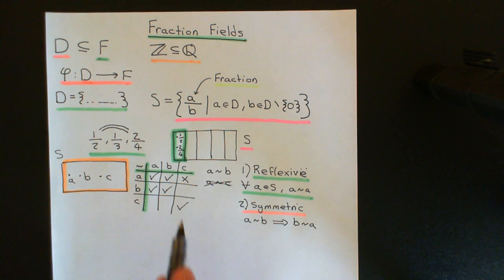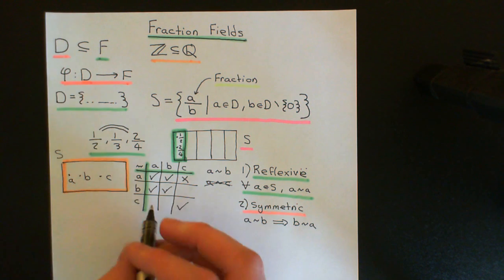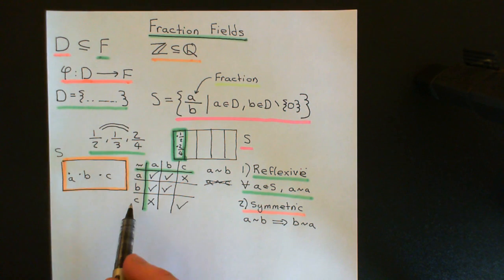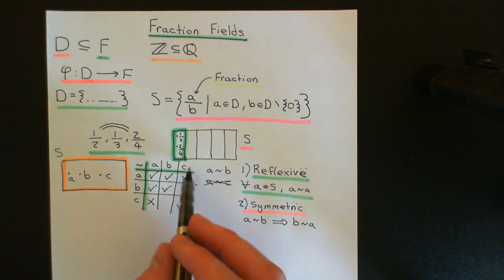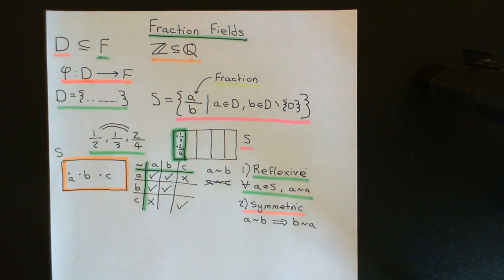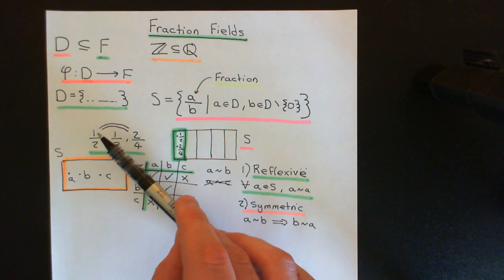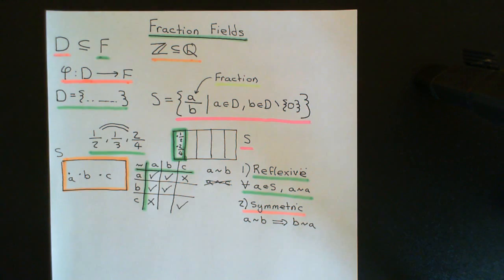Equivalently, if A is not related to C, then it's also going to have to be the case that C is not related to A. Because if C was related to A, then it would imply that A was related to C by this symmetric property here. So we need the ticks and crosses to be symmetric down the diagonal line, basically.